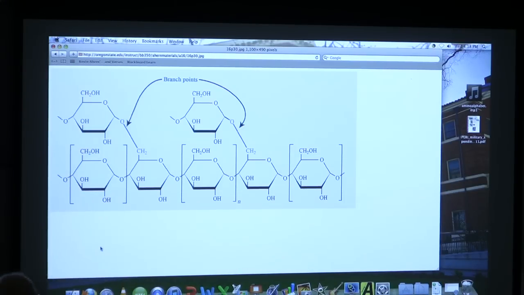The more branched a molecule is, the more ends it has. So I could take a glycogen that might have 1,000 glucoses in it, but it might have, let's say, 100 ends. If I have one amylose and it has 1,000 glucoses, it's going to have 2 ends, right? Well, that turns out to be important because these polysaccharides, glycogen and also amylopectin, are broken down starting from the ends. So the more ends you have, the faster you can release glucose.